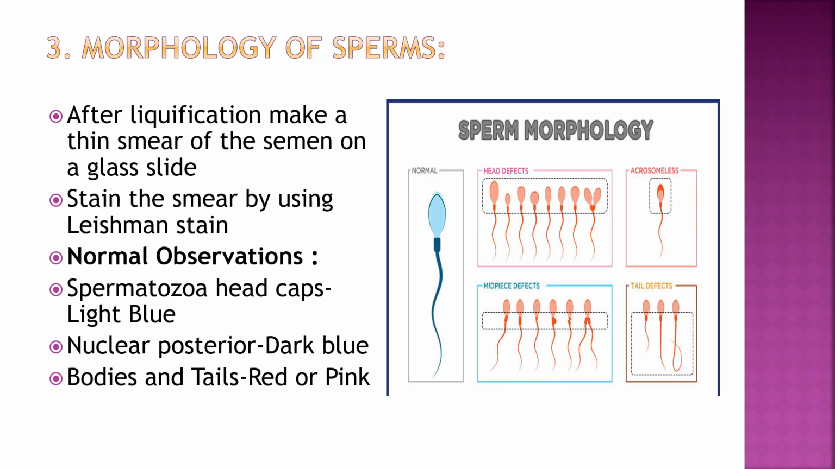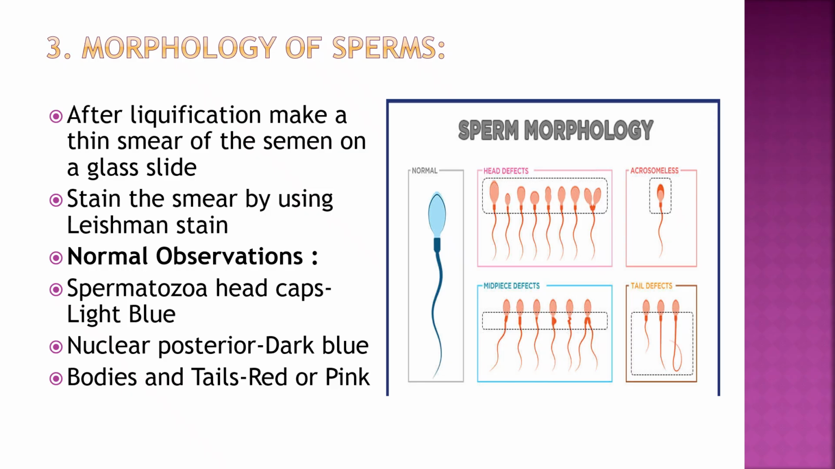Then third is morphology of sperms. You have to make a smear like we do for a WBC DLC blood smear, then stain it by the Leishman method and see the morphology. In this slide you can see normal morphology, that is head, middle piece and tail.